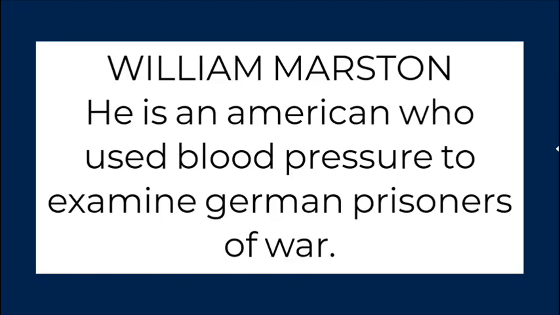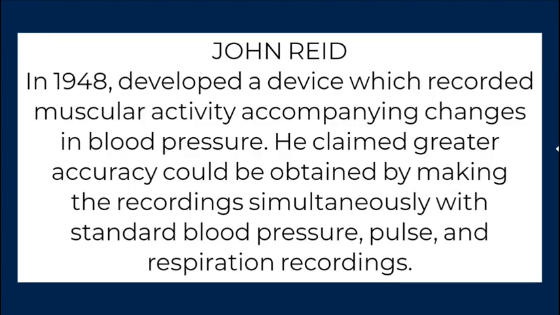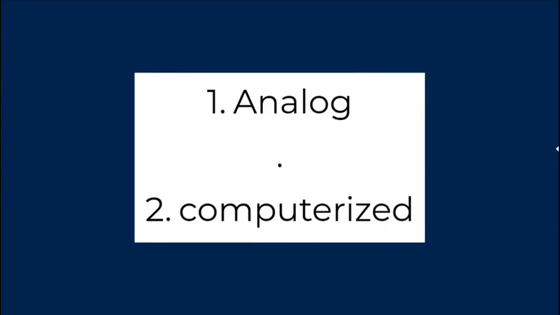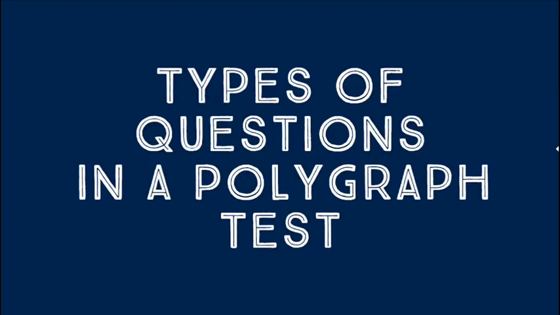William Marston. He is an American who used blood pressure to examine German prisoners of war. John Reed. In 1948, developed a device which recorded muscular activity accompanying changes in blood pressure. He claimed greater accuracy could be obtained by making the recordings simultaneously with standard blood pressure, pulse, and respiration recordings. Two types of present-day polygraph instrumentation. 1. Analog. 2. Computerized.